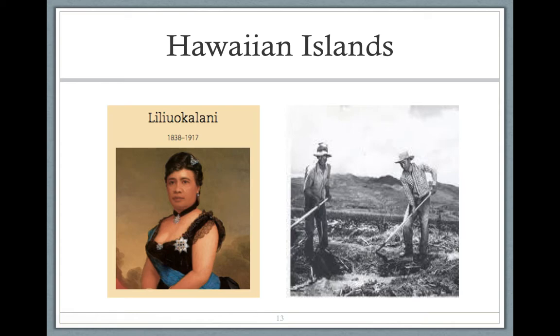Now, there was a problem, and the problem was the Hawaiian government at the time, which was a monarchy, and Queen Liliuokalani had recently come into power, and she sought to make sure that none of this was the case. She did not want to be annexed by the United States.